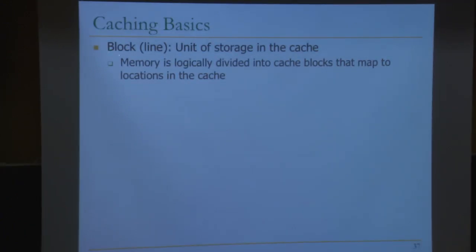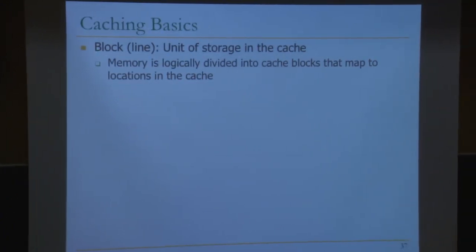So some terminology. One thing that I told you earlier is memory is divided into these blocks, right? A block is essentially a unit of storage in the cache. This is also called a line, and I might use them interchangeably also. People call them cache blocks or cache lines. And the idea is these blocks that the memory is logically divided into can map to different locations in the cache. And we'll see that the flexibility at which different blocks in memory can map to the locations in the cache determines how effective your cache is.